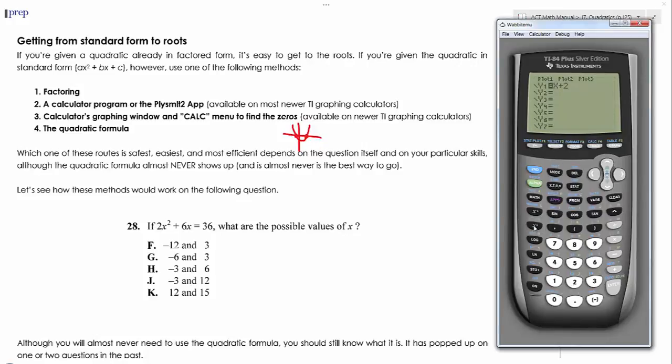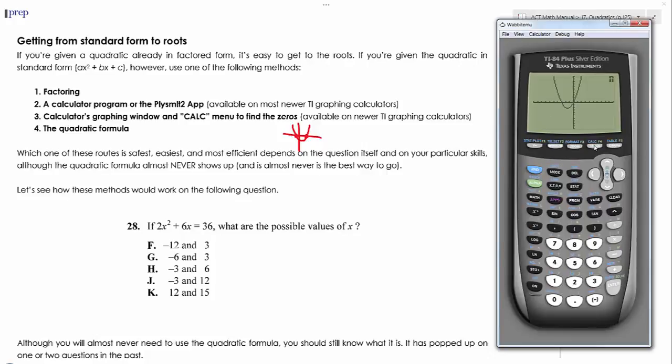If I did something like x squared plus 3x, actually I'll just graph that. So when I graph this parabola, I can see where the intercepts are. It looks like the intercepts are at negative 3 and 0. The calculator actually will find those zeros for you exactly, so you don't have to guess or approximate.